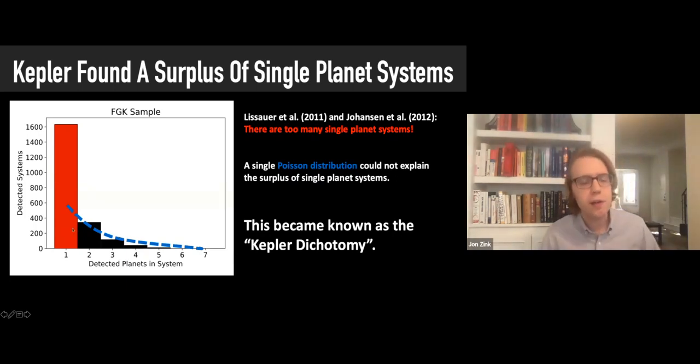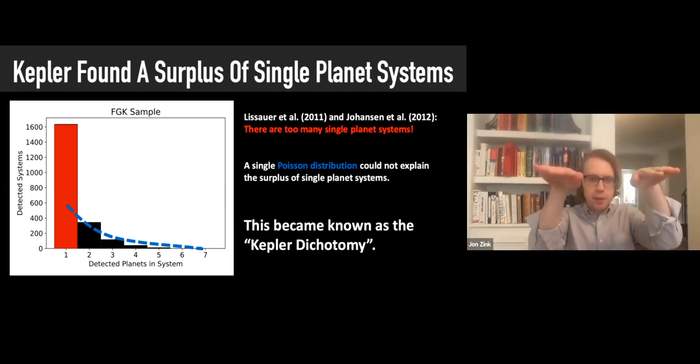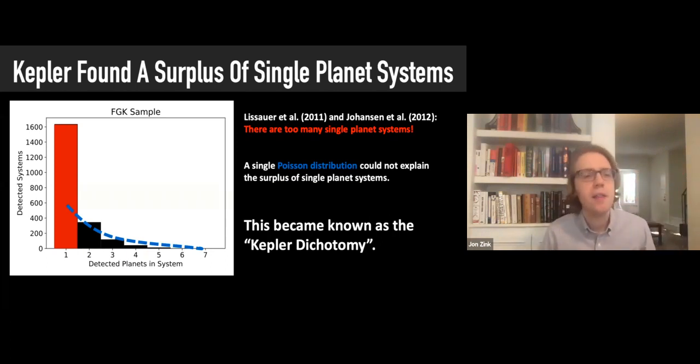And you know, there's obviously a lot of things that can cause such a gap. Transit probability is one, right? You need all the planets to be kind of edge on, and that can definitely have an effect. But even when we account for that, we couldn't seem to fit a single Poisson distribution to this population. So that indicated that maybe there was something going on here.